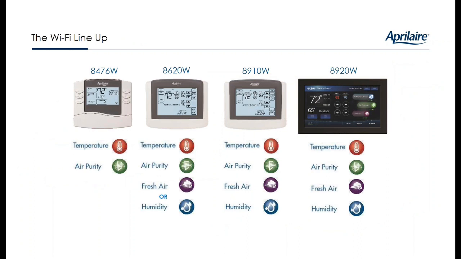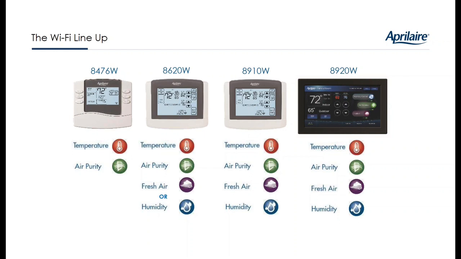Overview of the Wi-Fi lineup. You can see we have 4 different Wi-Fi thermostat offerings. Starting on the left, our model 8476W. The W is for Wi-Fi. It's a standard push-button thermostat, programmable, controls heating, cooling, and then it also has what we call event-based air cleaning, which is the ability to control when your air cleaner is functioning. You can think of it as a more advanced blower control.